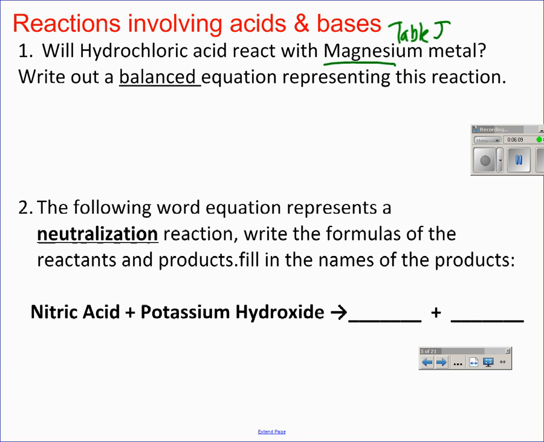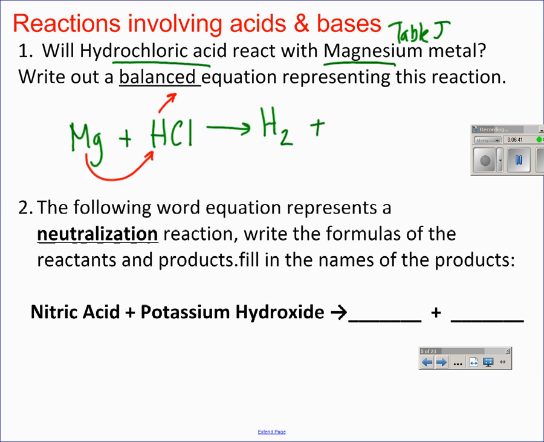So let's write the equation for magnesium plus hydrochloric acid. If you don't know what that is, look on Table K. Mg plus HCl yields. Now, magnesium is higher on Table J. I checked. That magnesium is going to kick the H out. Now remember, H is a diatomic, so it doesn't just form H. It has to be H2. It's never going to appear by itself in the reactants or the product side of the equation.